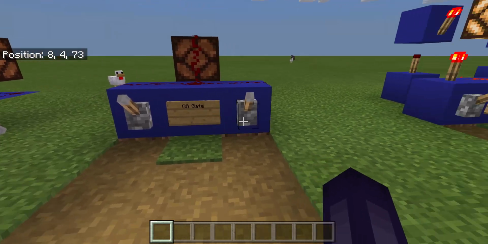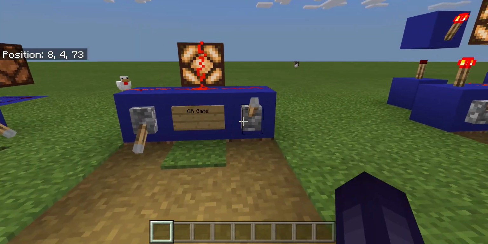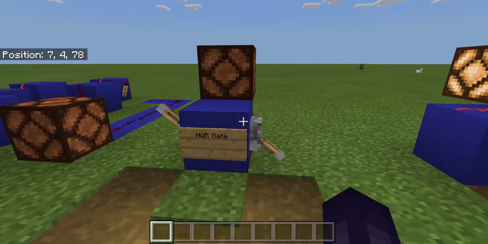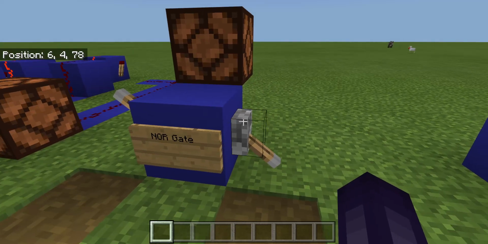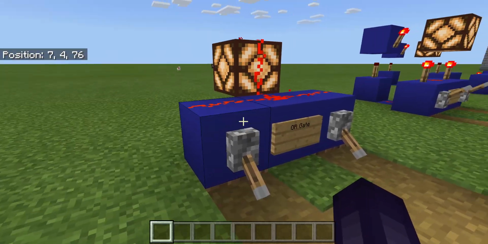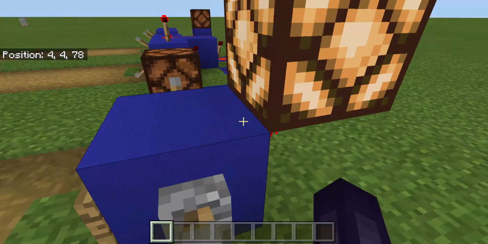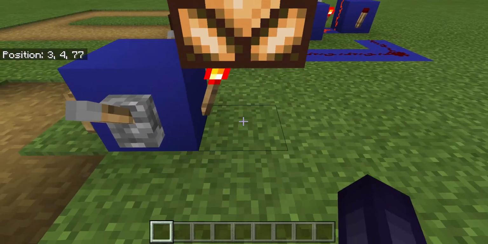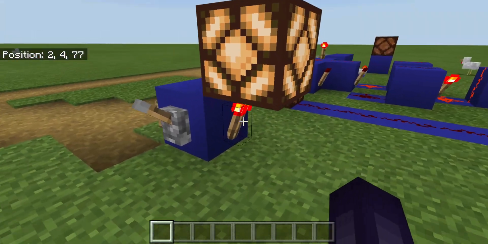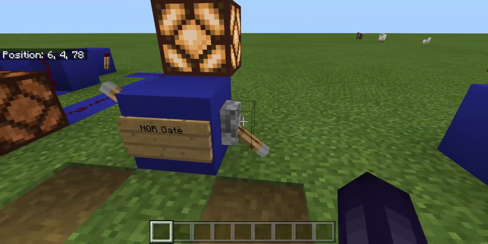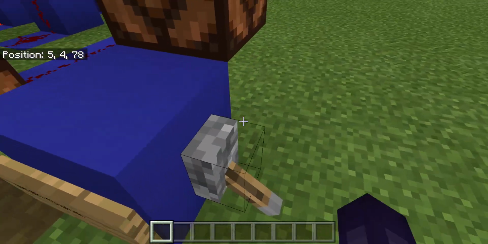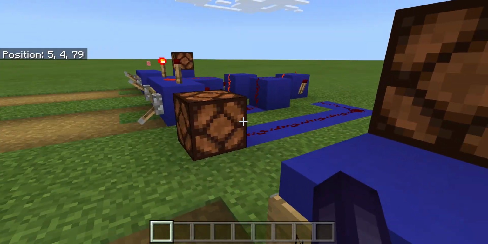The next one, we have the OR gate. When one or both of the inputs are on, the output will be on. The NOR gate, the exact opposite. Only when both inputs are off, the output will be on. It's just a more simplified OR gate, because this right here, without the redstone torch, that's an OR gate. But this little guy, he's waving, hello. There's an inverter back here, so when any signal is sent to here, it'll turn off the output.